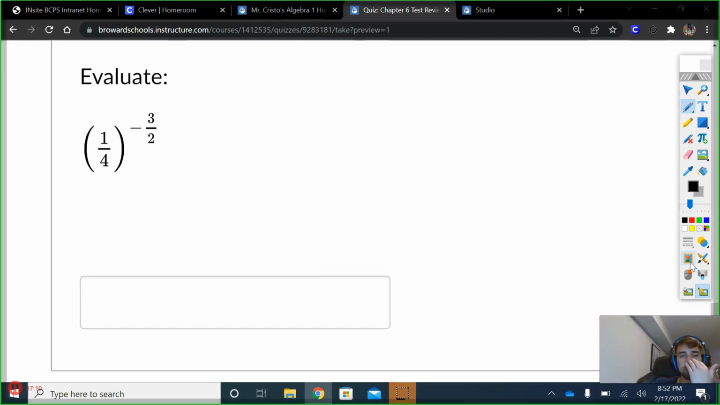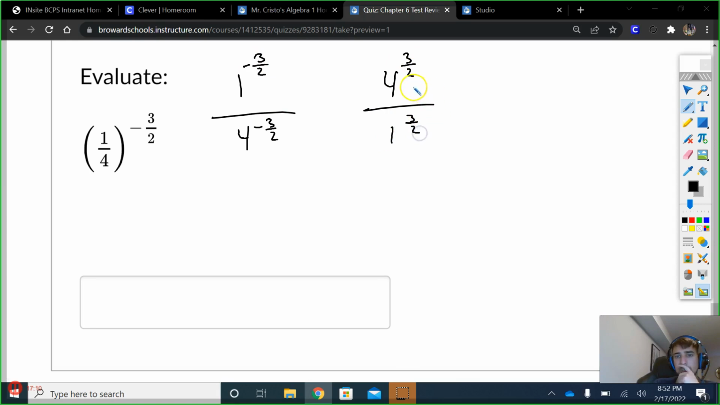Of course it's not. All right, 1 with a negative 3 over 2 exponent. This one should have an exponent of negative 3 over 2. And because they have negative exponents, I gotta flip them. And because they have fractions of exponents, they're gonna make radicals.